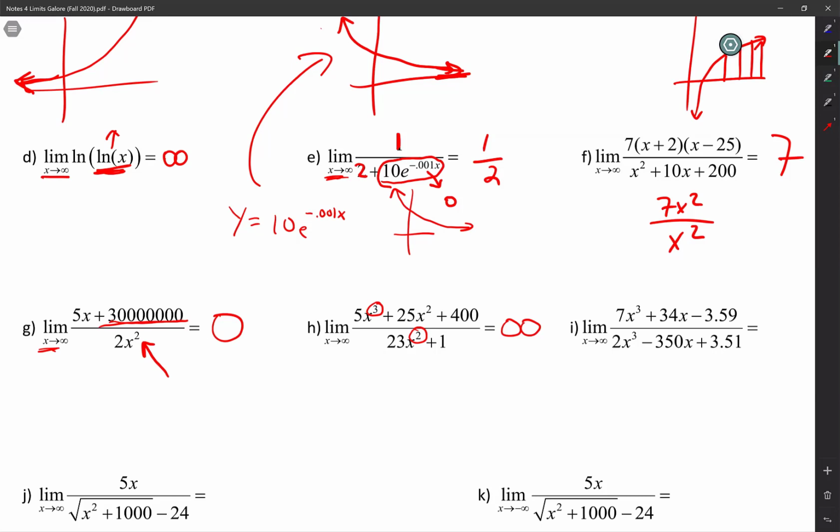All right, this one here. My highest degrees are here in the front. They're not always in the front. Sometimes they put them in the back to try to trick you. And so it looks like it's just 7/2.